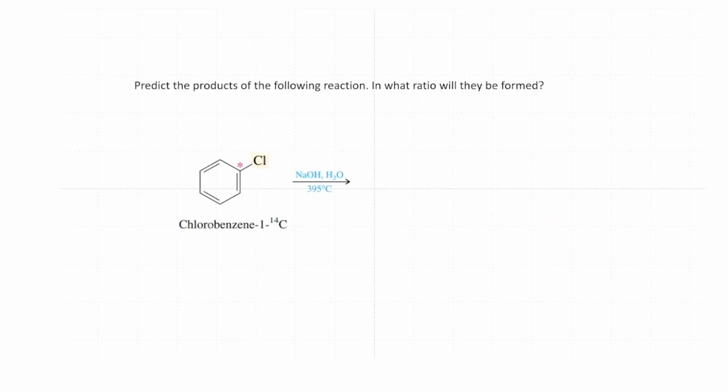Predict the products of the following reaction. In what ratio will they be formed? Here is another example of a labeling experiment. We start with this chlorobenzene, which is C14 labeled, and react it with sodium hydroxide in water at 395 degrees centigrade. To put this temperature in context, the boiling point of water is 100 degrees centigrade, and we are clearly maintaining a temperature which is extraordinarily high, so these are extreme conditions.